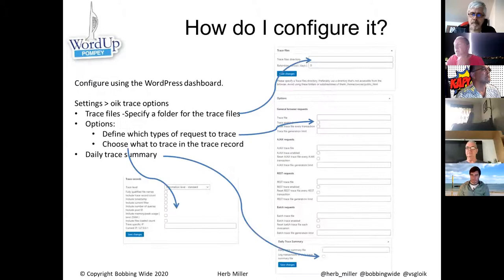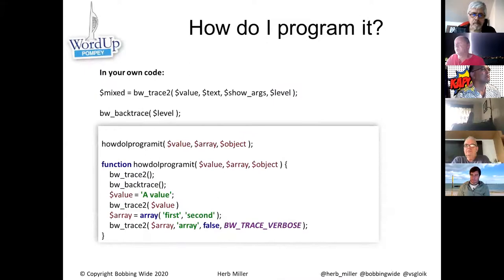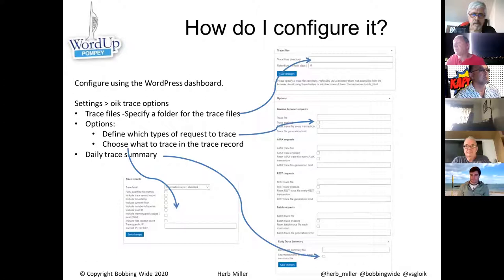So how do we configure this plugin? I provide a simple admin interface where you specify where you want to put the output files, what output files you want to produce, whether or not you're interested in tracing AJAX requests or REST requests. Most people aren't. And do you want to have an overall view of what's been going on in your website whilst you've been doing it, a daily trace summary?